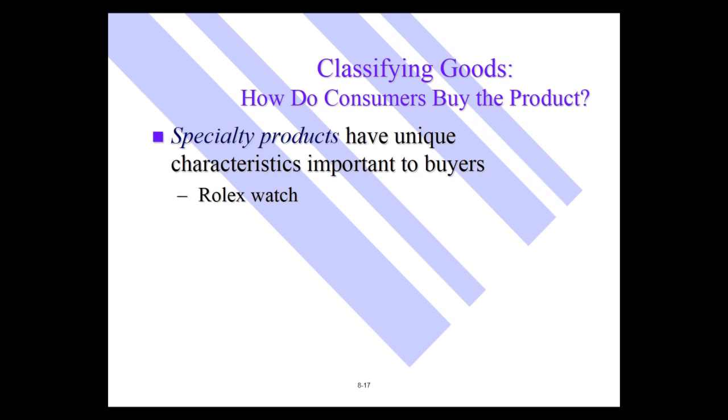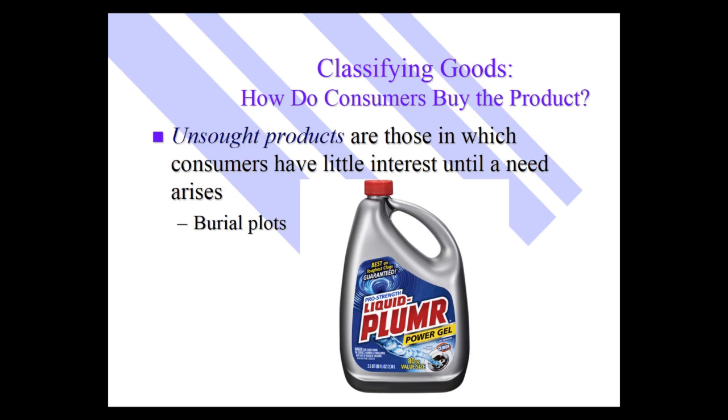So-called unsought products, just to finish off our consumer classifications. Unsought products are those that you have little interest in until a need arises. Liquid Plumber: hey, I don't really care until I have a clog, and then I need to grab my Liquid Plumber. Now, those are the consumer product designations.